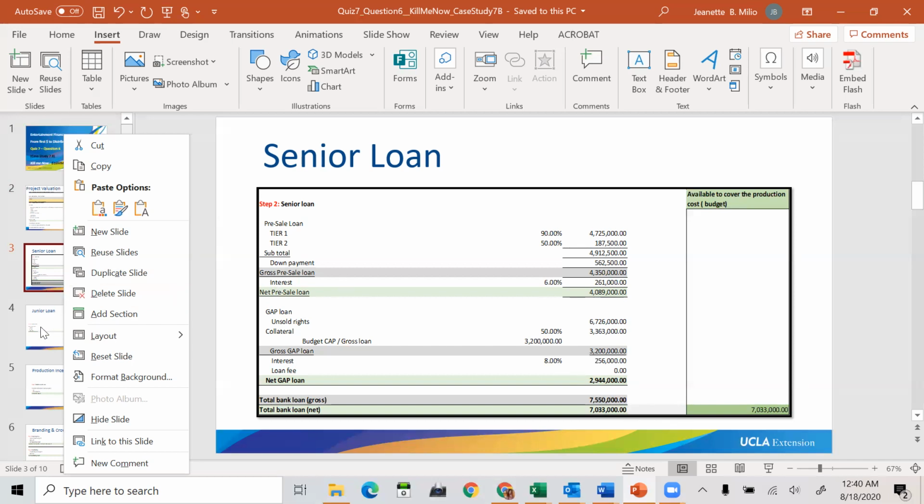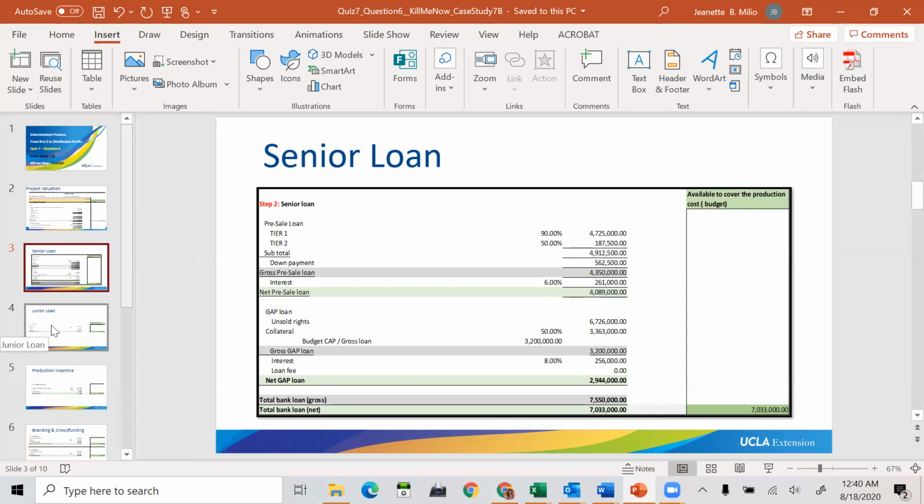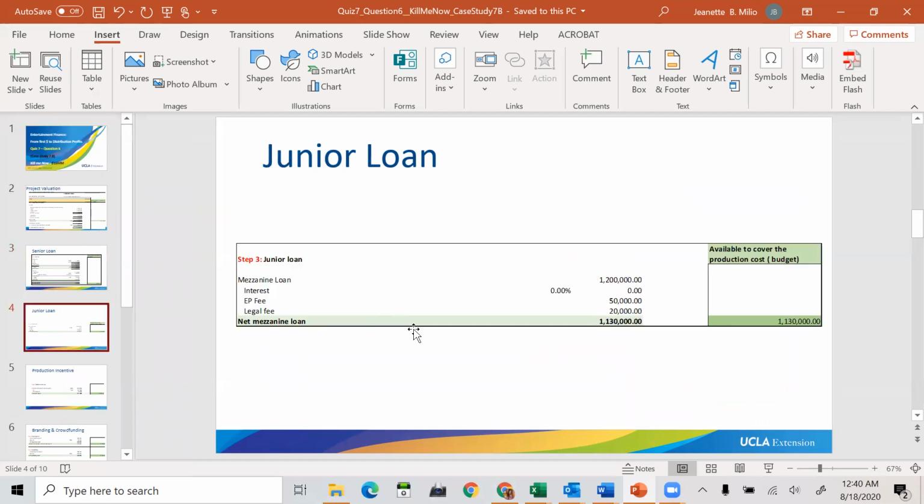Okay, so now, hold on a second. Let's go to the next slide. Here we go. The junior loan hasn't changed. We're still getting $1.2 million, and we're still paying a $50,000 executive producer fee and a $20,000 legal fee. This has not changed. It's the same as in the case study in the modules that you have the video for.